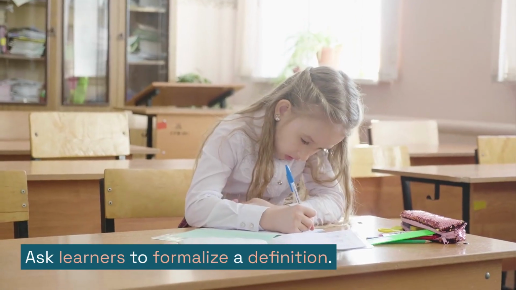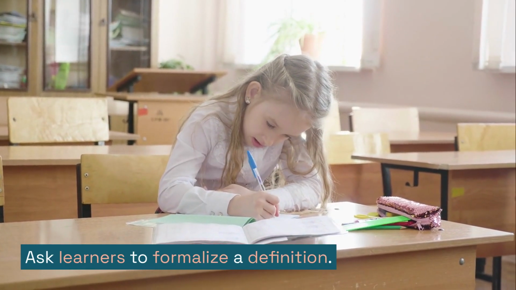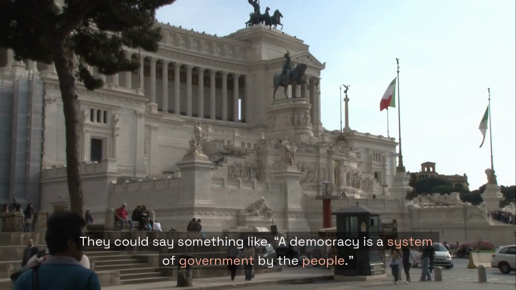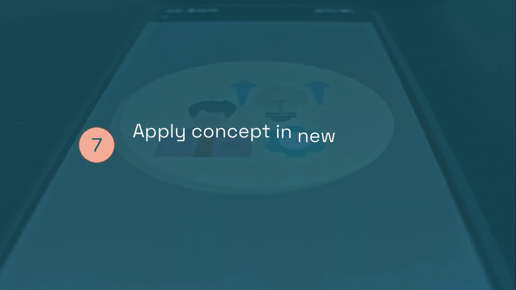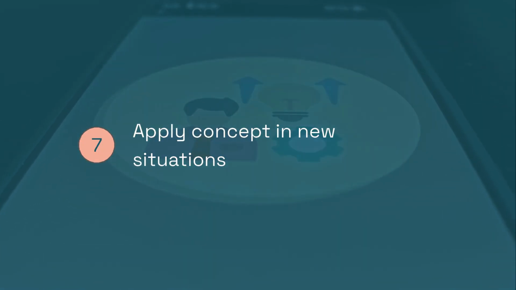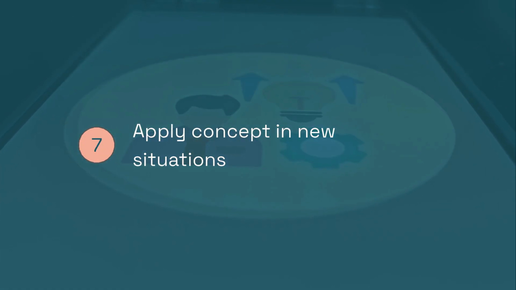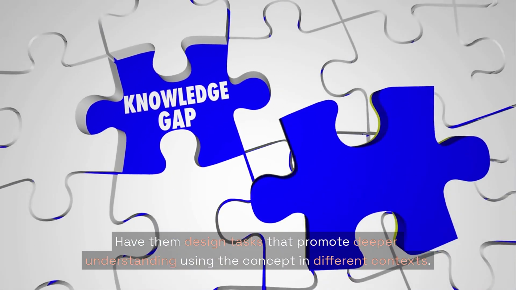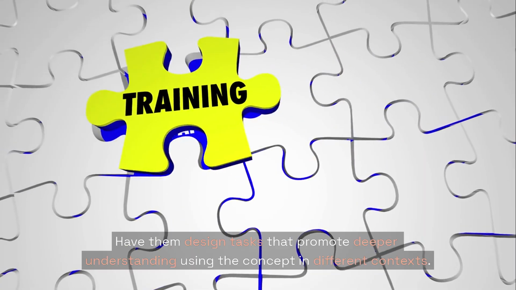Ask learners to formalize a definition. They could say something like, a democracy is a system of government by the people. Next, challenge students to apply this concept in new situations. Have them design tasks that promote deeper understanding using the concept in different contexts.